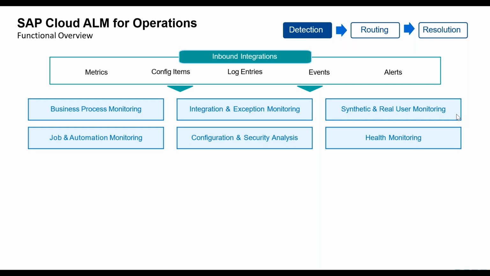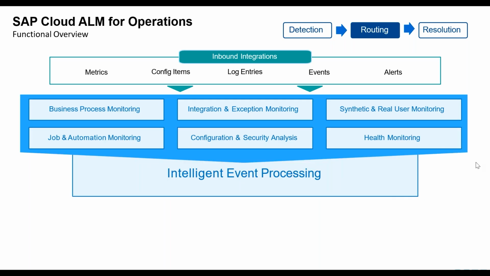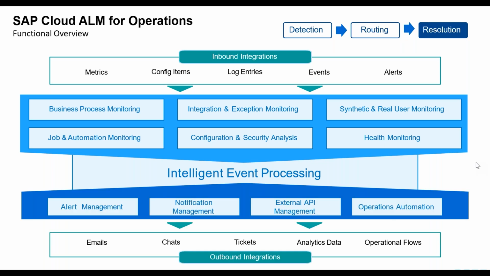Now, from the capabilities perspective, this is where, for example, the Cloud ALM will have different types of capabilities, such as business process monitoring, where you could automatically monitor your business processes, and we'll talk a little bit more about those. Also, integration and exception monitoring, synthetic and real user monitoring, job and automation monitoring, configuration and security, and also health monitoring. So depending on which one of these capabilities you utilize, you'll have different types of metrics that will come into the system. And then once you enable them, the last piece would be, for example, how do we resolve those issues or those alerts?